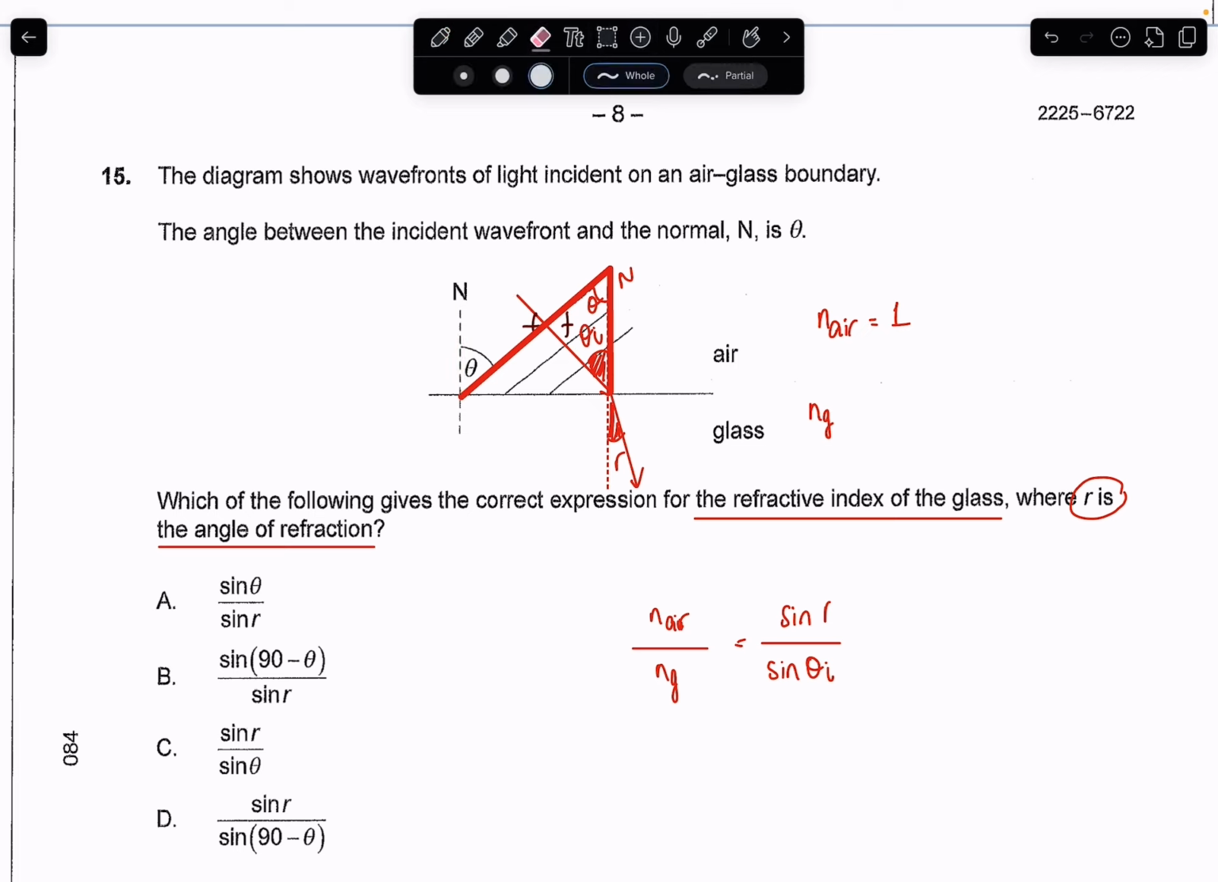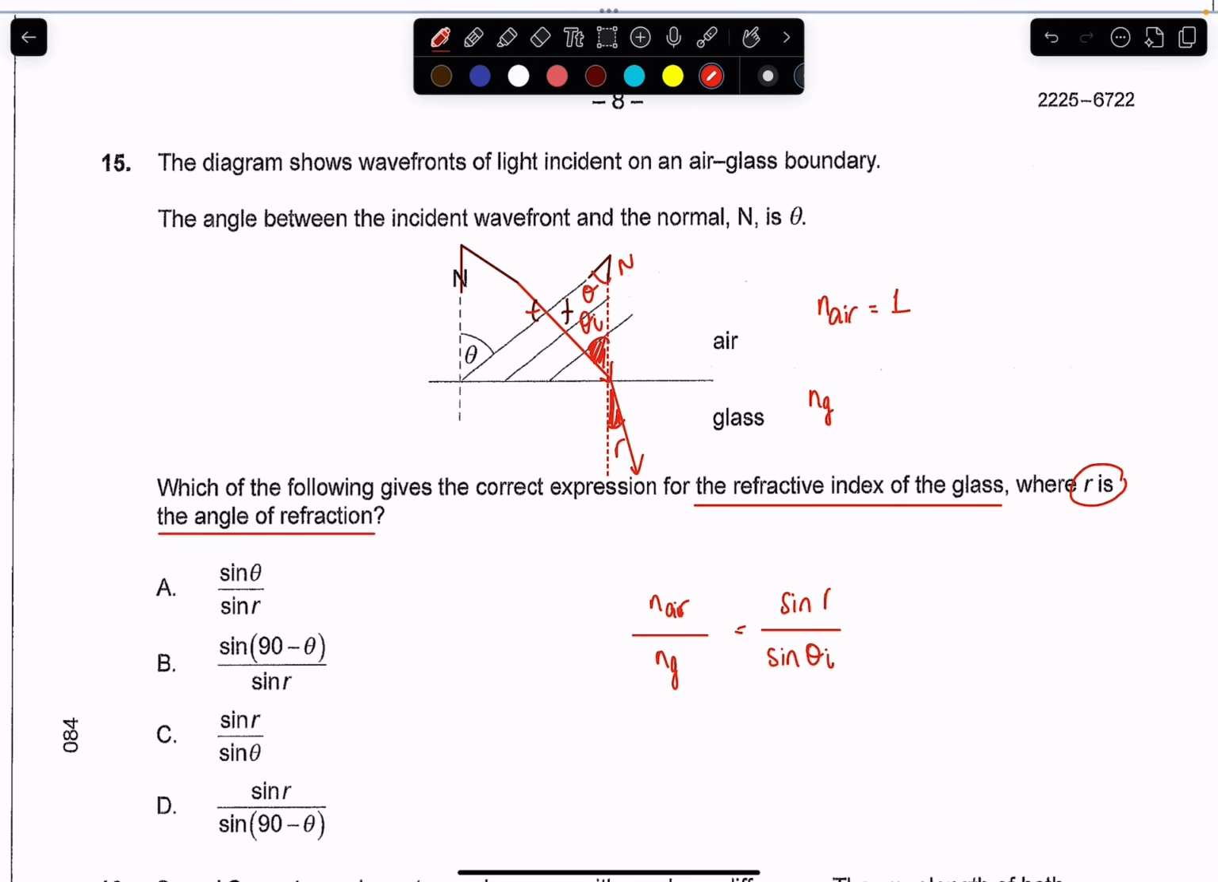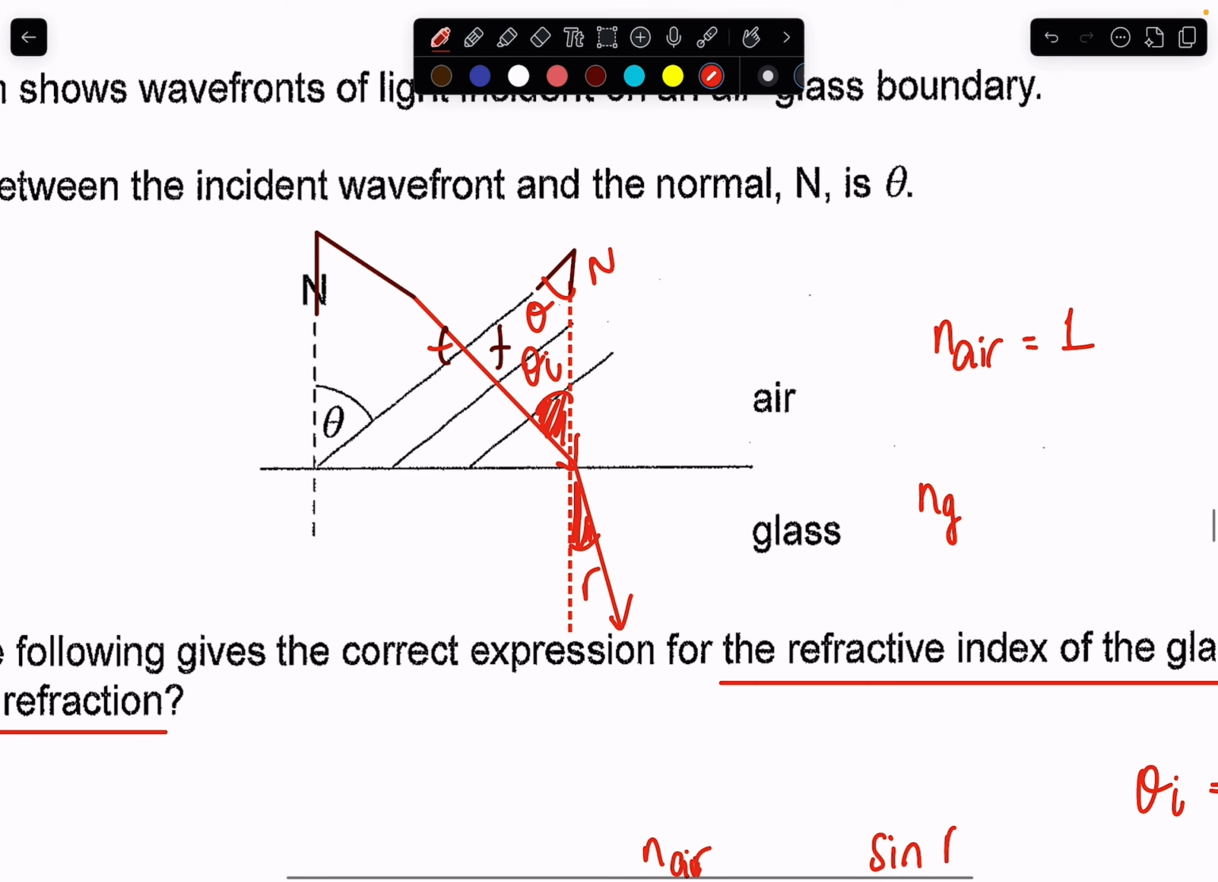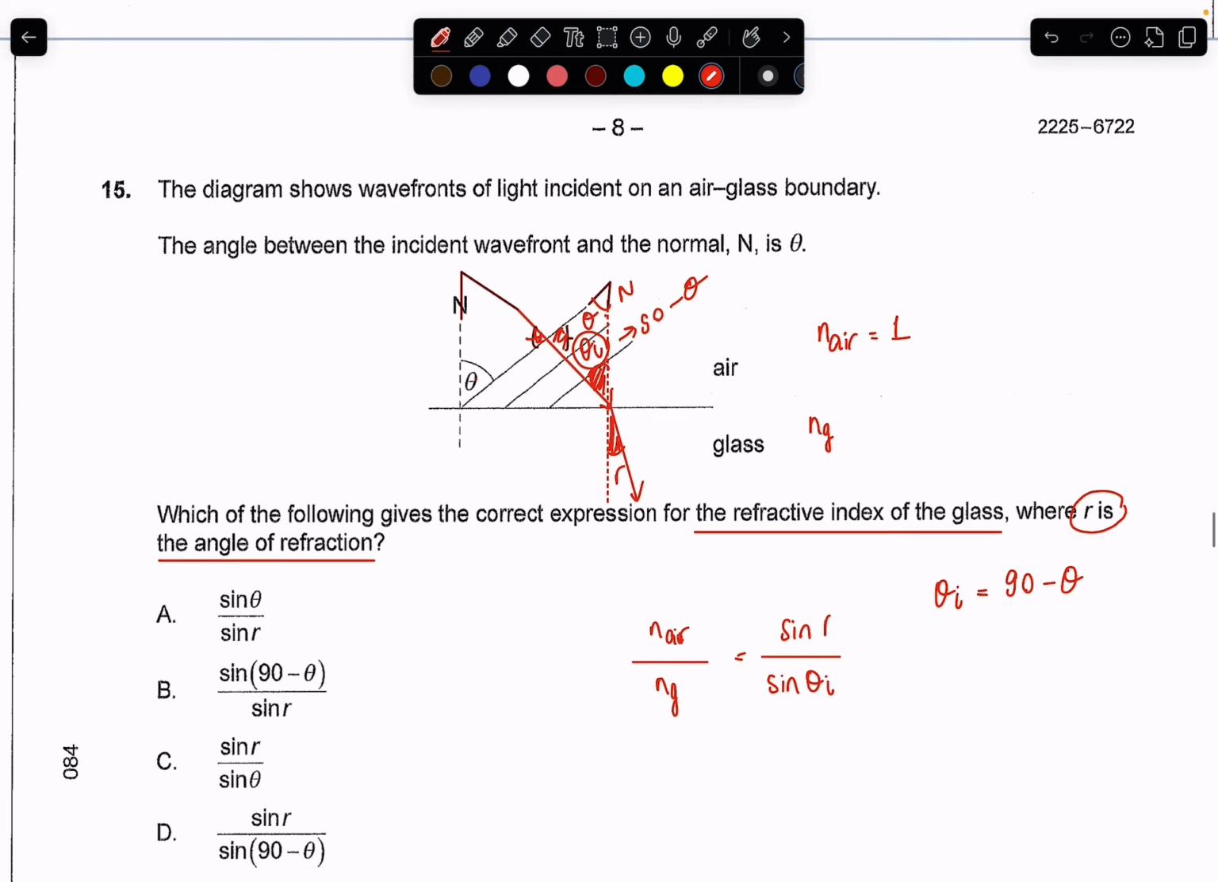What this leaves us with is the fact that the angle you can see here is theta. So the angle of incidence has to be 90 minus theta, as per the rule of the triangles, obviously. So the angle of incidence is going to be equal to 90 minus theta, as these are equal. This is theta, this is theta. Of course, this is going to be 90 minus theta.